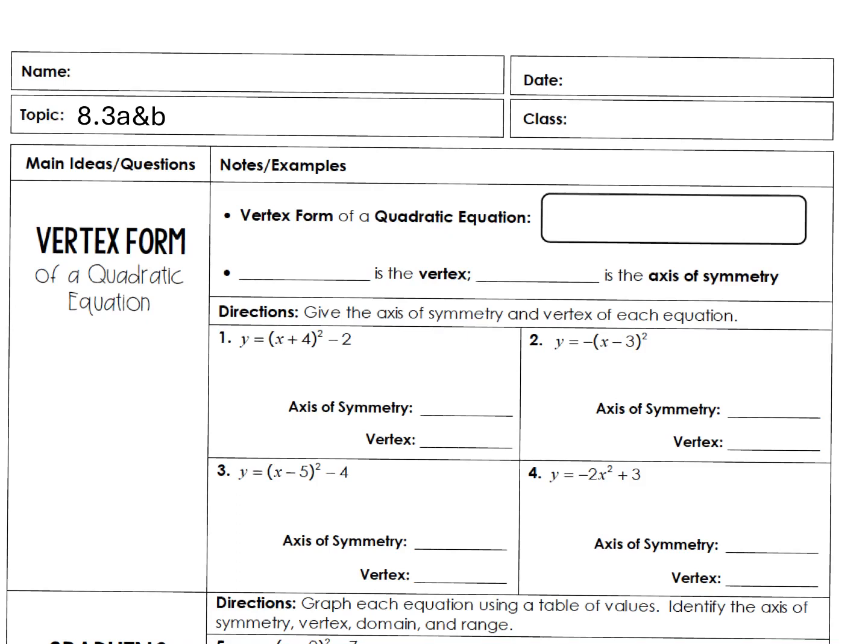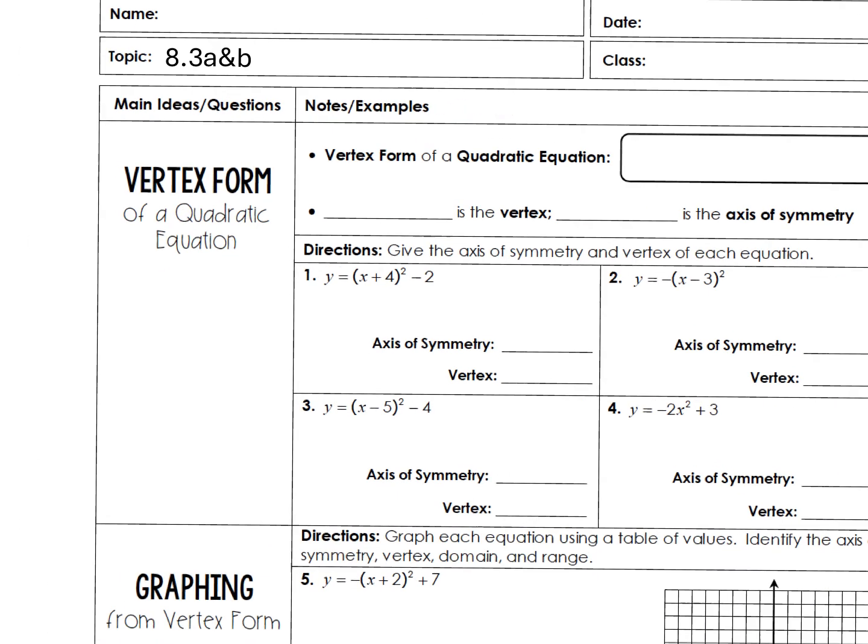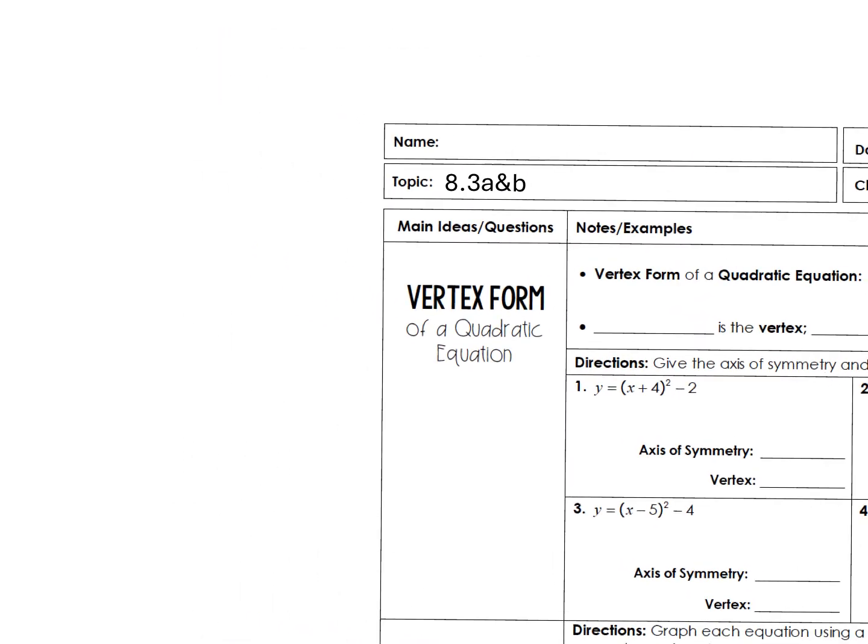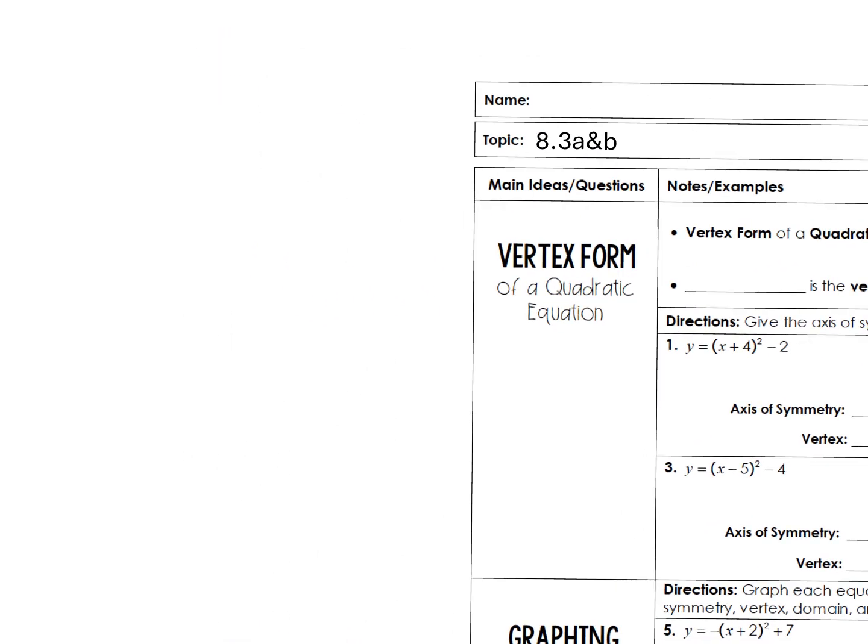Here we go, 8-3. We have learned so far the standard form of a quadratic. Can anybody tell me what standard form looks like? You don't need to write this down. You already have this in your notes. What is standard form?